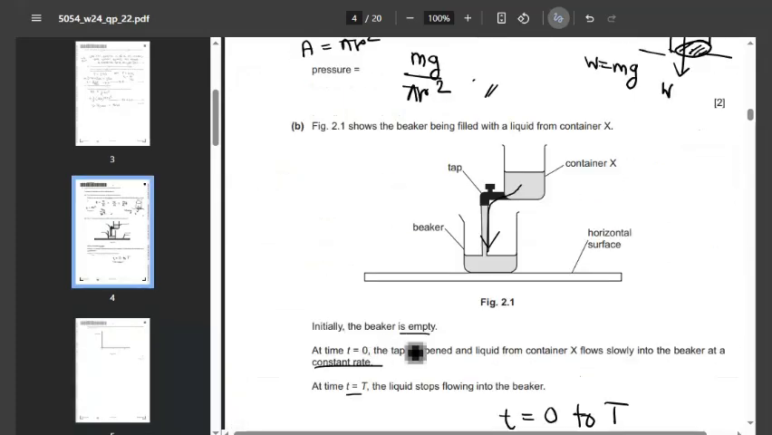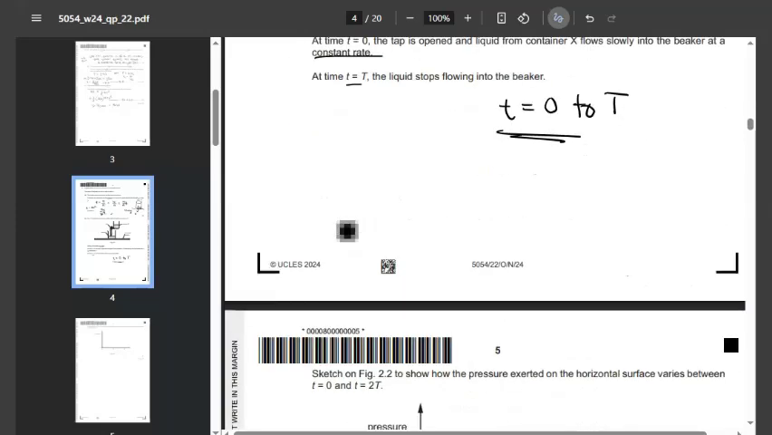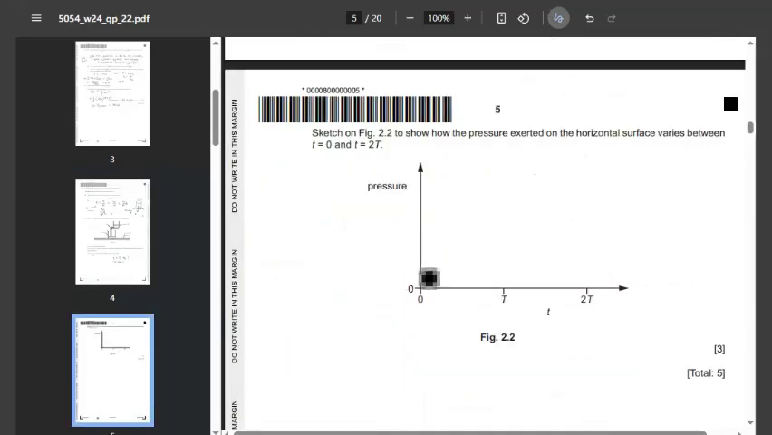At t is equal to 0, the tap was closed and the only pressure acting on the horizontal surface was due to the mass of the beaker. Okay? There is a constant right here. You can write it right over here. It was the mass of the beaker.